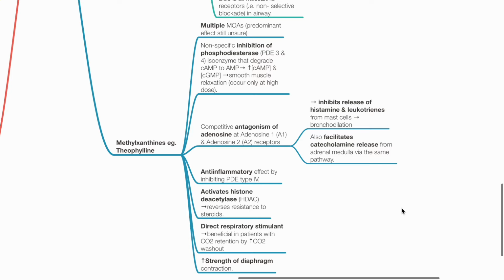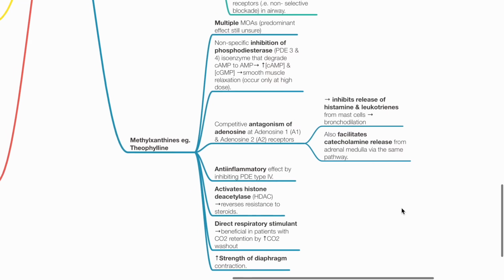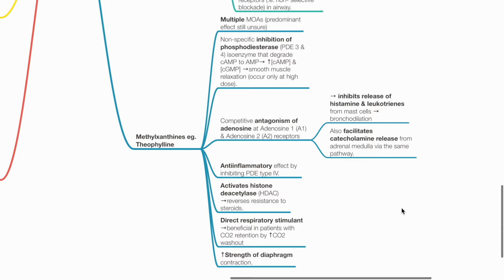Methylxanthines. An example is theophylline. Multiple mechanisms of action, predominant effect unsure. Non-specific inhibition of phosphodiesterase PDE3 and 4 isozymes that degrade cAMP to AMP. This increases cAMP and cGMP concentrations in the cell and results in smooth muscle relaxation. However, this only occurs at high doses.